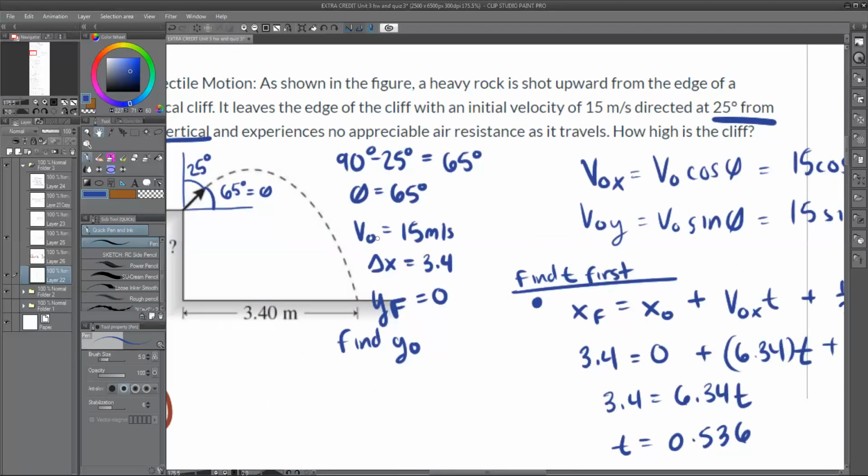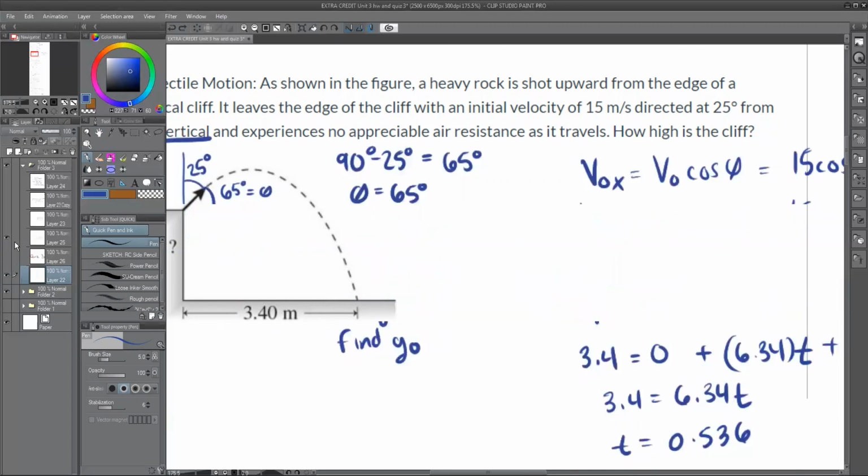So we know our initial velocity is 15 meters per second. We know that our change in the x-axis is 3.4. And we know that our final y value, it's on the ground, so it's going to be 0. So our initial y is the height. So we basically have to find y initial.